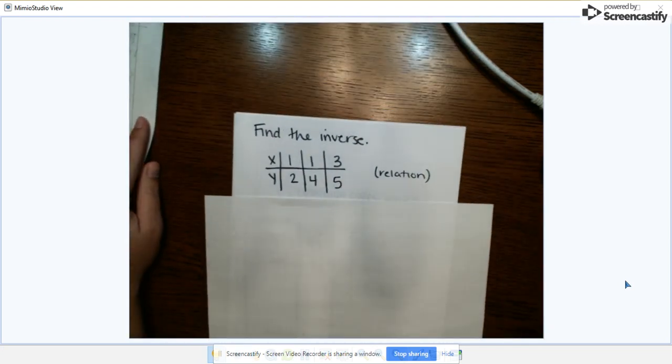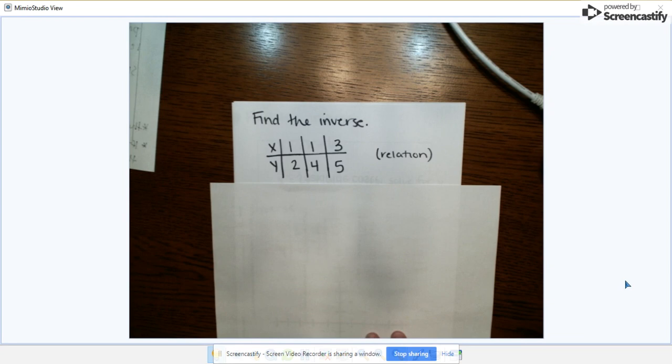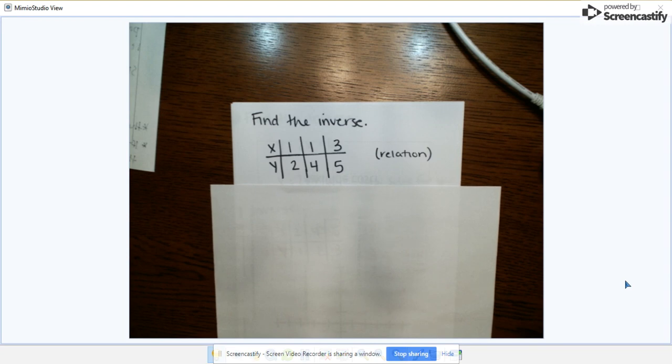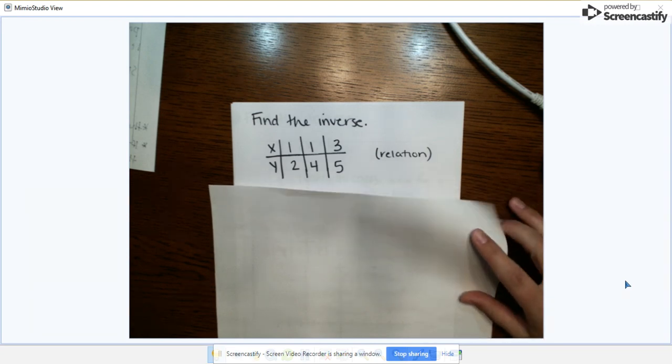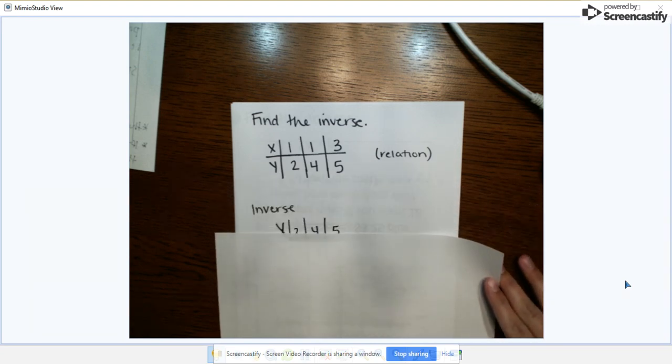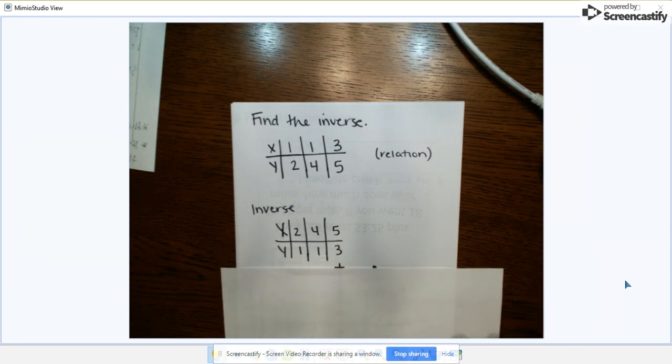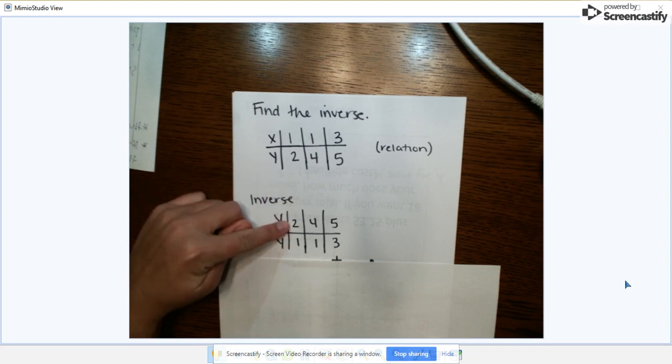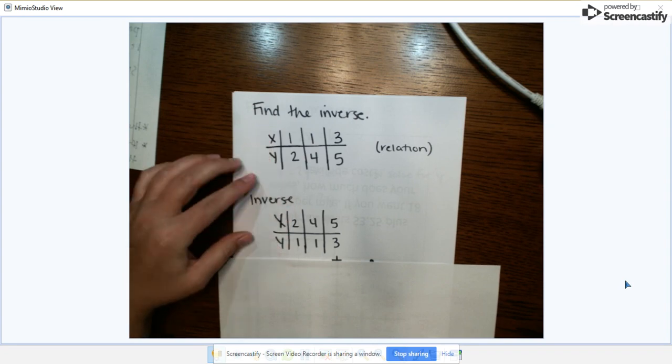So here I am given a table. It's a relation because I have my inputs repeating, but my directions say to find the inverse. Well, we said that our coordinates swap to find the inverse, so my inverse table would look like this. Notice my y values became my x values, and my x values became my y's.